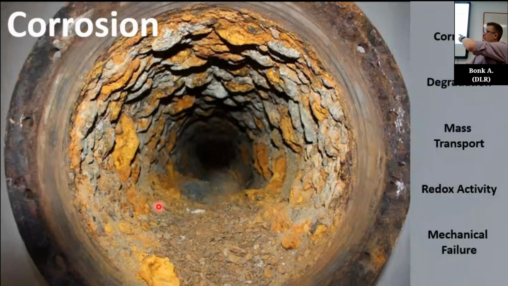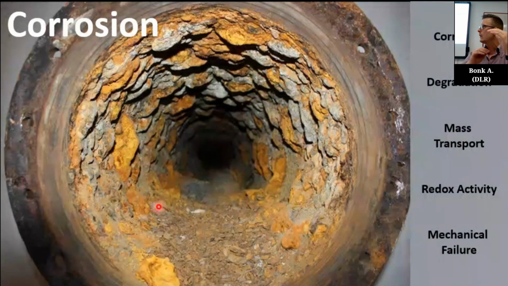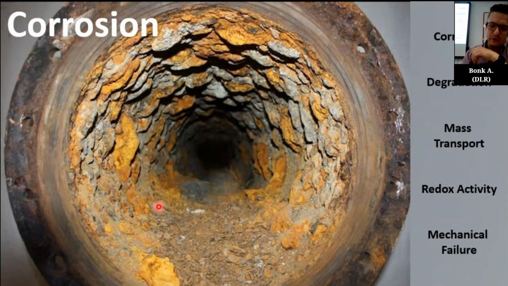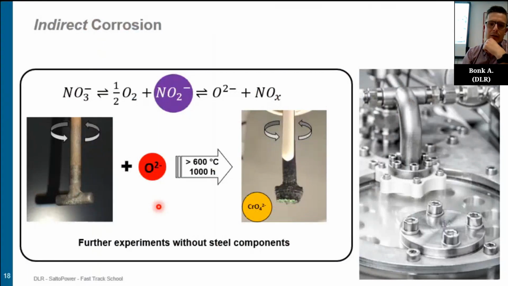Now let's look into corrosion. What you see here is not from a molten salt plant. It's just a nice image showing some sort of corrosion to highlight what can happen. If we talk about corrosion, we talk about two things. One is we understand degradation phenomena. One is we understand mass transport from molten salt to the surface of the steel and vice versa. And we want to understand redox activity. It's quite a complex process.